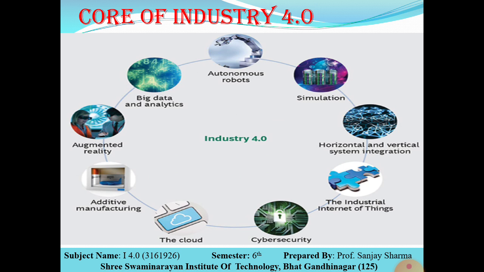Now, looking at all these different parameters, I think it's 8 or 9 different parameters, they are all interconnected to each other. If one of the parameters is removed from here, then it will be difficult. It is an incomplete cycle or incomplete core of Industry 4.0. So all these parameters are supportive for the Industry 4.0 revolution.